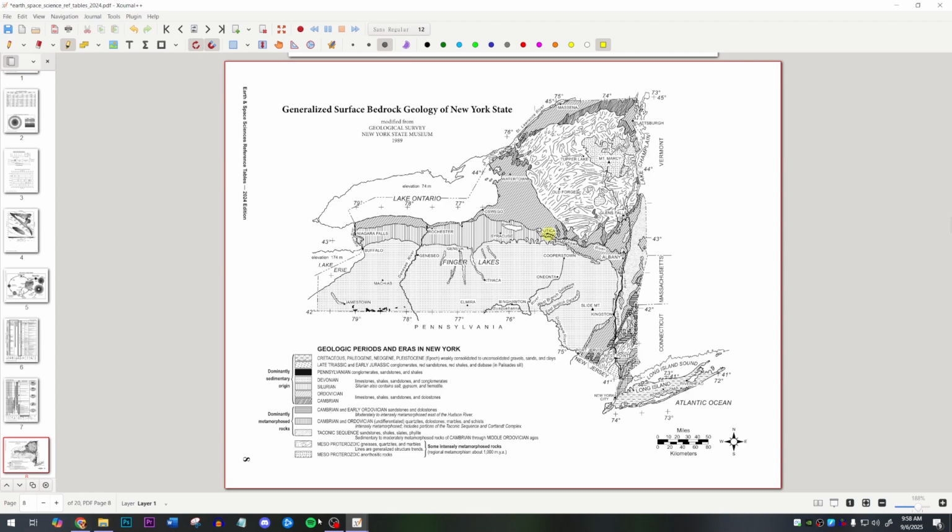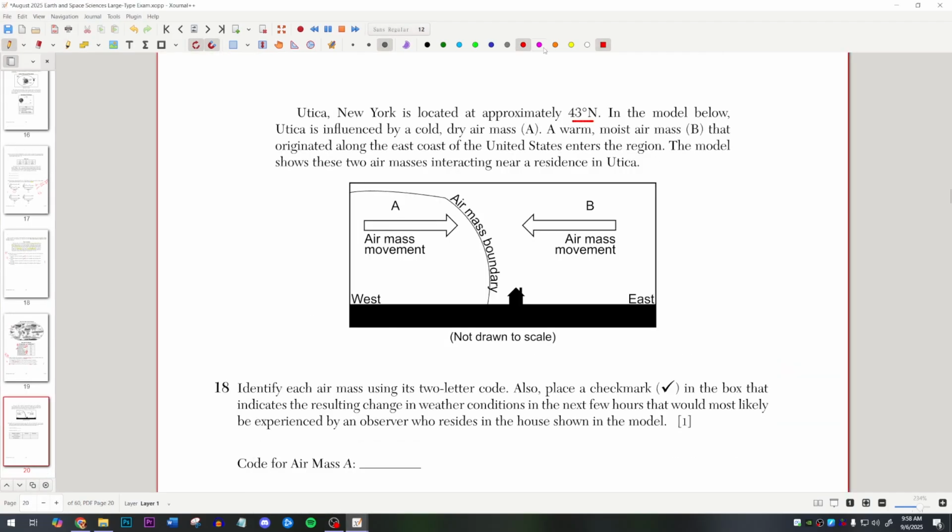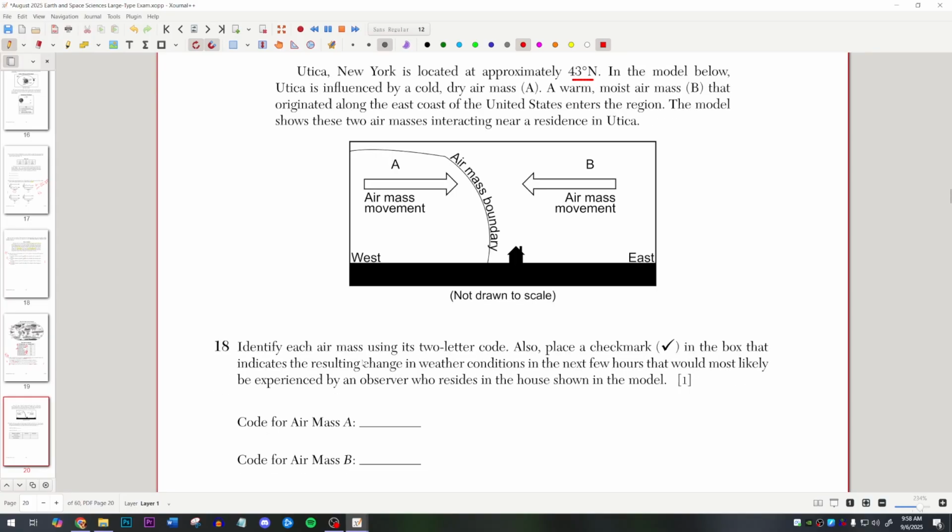Okay, so now let's go back and see what the question is going to be about. In the model below, Utica is influenced by a cold, dry air mass, A. A warm, moist air mass, B, that originated along the east coast of the United States enters the region. The model shows these 2 air masses interacting near Utica. Identify each air mass using the 2-letter code.